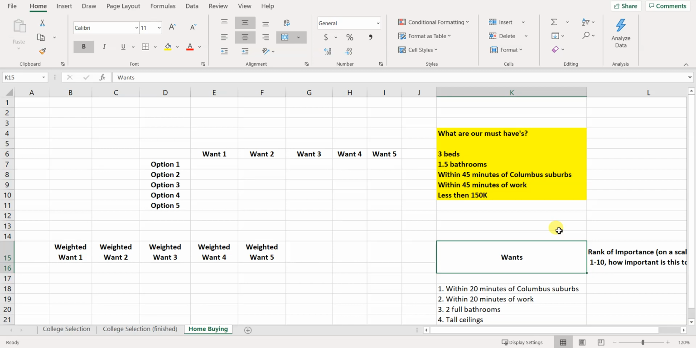So again, just a super helpful tool. I wish I had learned it earlier, and it can be used for so many different things when you're making a decision, whether it's school decisions, cars, homes. Whenever you have lots of options, it's just a great tool.